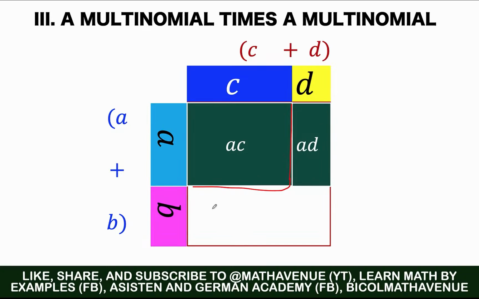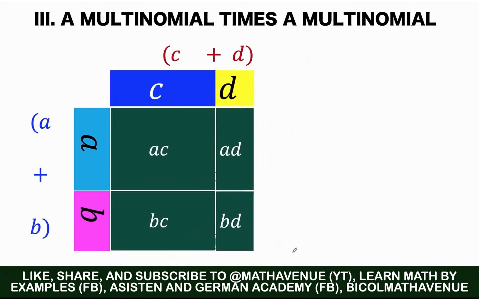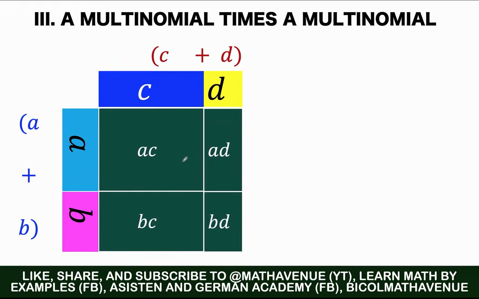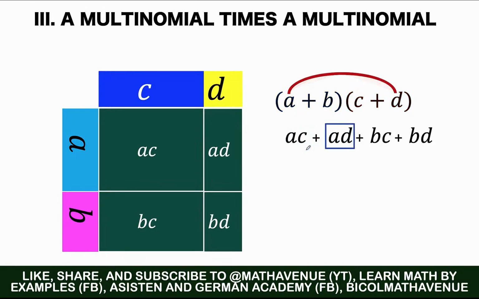So the area is AD. This is B, and this is C. So this area here would be BC. And the remaining part would be, this is D, this is B, that is BD. So the product, therefore, would be these 4 rectangles, and that is AC plus AD plus BC plus BD. If there are terms that we can combine, then let's proceed to combine them. But in this case, there's nothing more that we can do here. They are unlike terms already. Now, if you're going to use the distributive property, A times C is this AC, then A times D would be this one, then B times C would be this BC, and B times D equals BD.